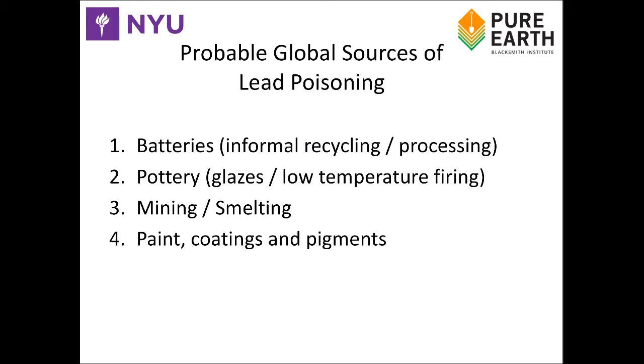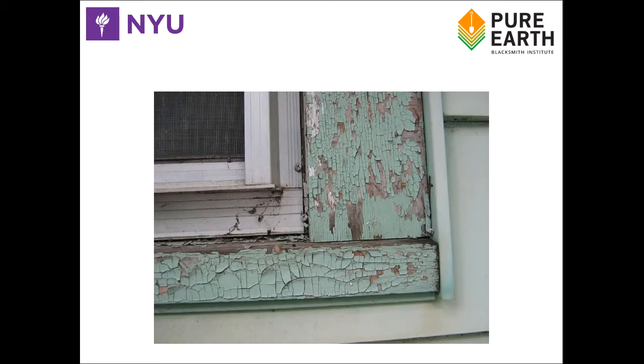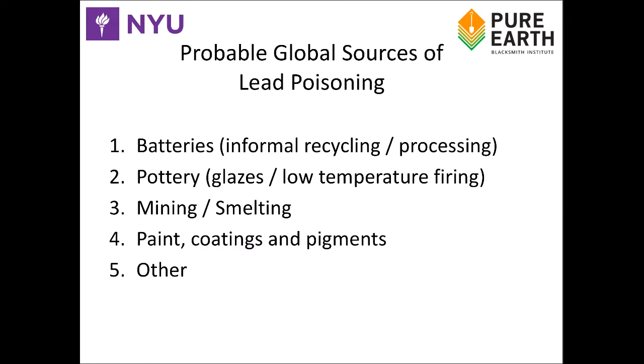Number four, paint coatings and pigments. And yes, this is the classic source. This alligatoring you see on a painted wood frame is very common in the U.S. Fortunately, we've solved this problem because of our regulations and our CDC and HUD and EPA window replacement programs. However, you do not see this image often elsewhere, especially in low and middle income countries. So this is number 4.